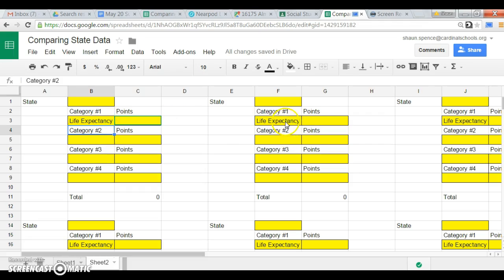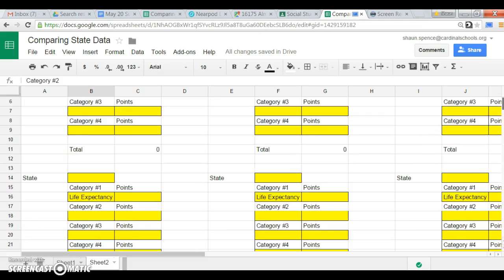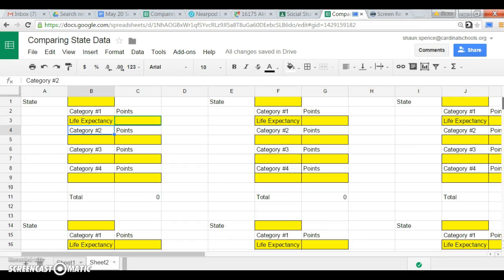Alright, there now all of a sudden life expectancy pops up in category 1 for all of these. Saves you time, right? Category 2, let's say I did graduation rate. And I hit enter, and it pops up for category 2 for all of them. That's the nerdy spreadsheet part I already took care of. You don't have to do that. And this is just done to save you time.